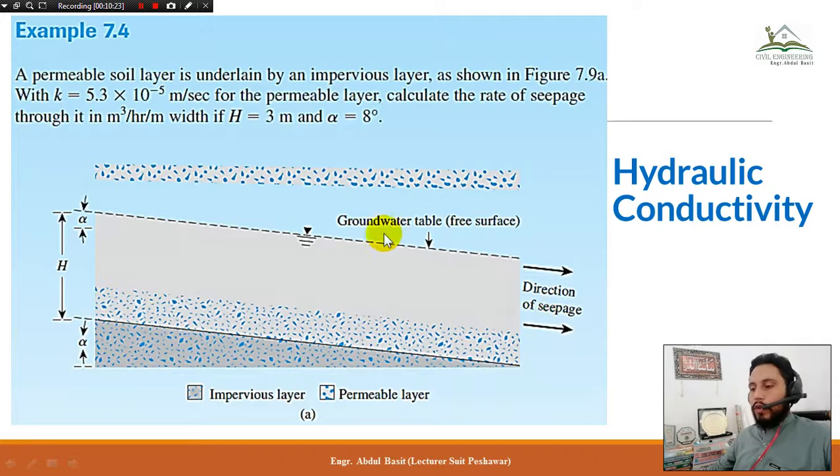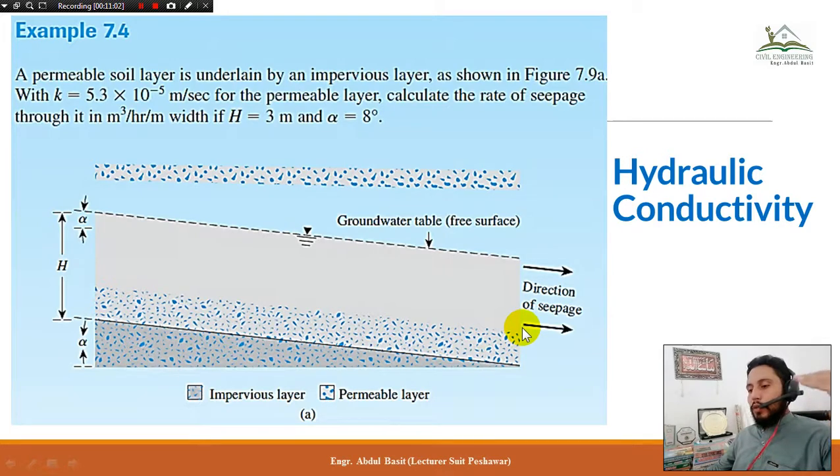This is the groundwater table. Above this permeable layer there is also some soil placed, not simply just water. But we are concentrating on this soil that is in the form of an inclined layer. So how much inclination is there with respect to the horizontal? Alpha is given, alpha is 8 degrees. With respect to this horizontal, the angle is alpha. The head of the water at this point is given, that is h, and at this point it needs to be determined.